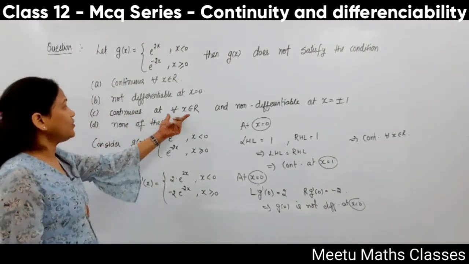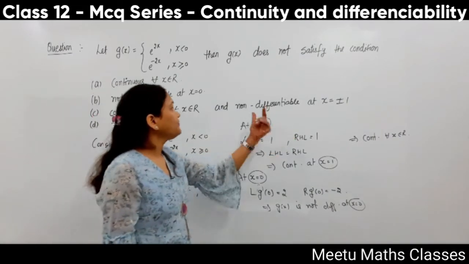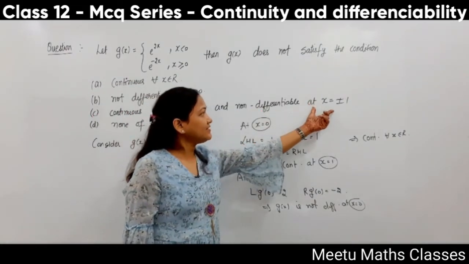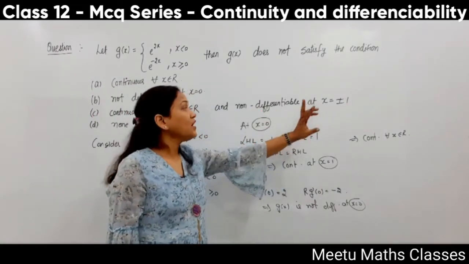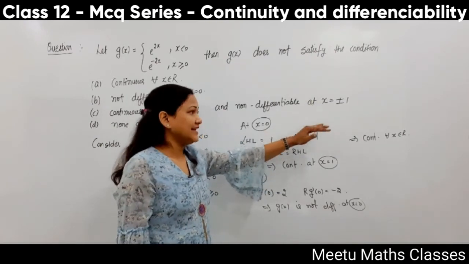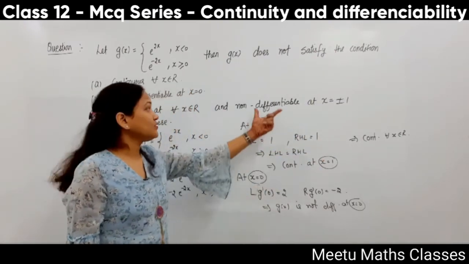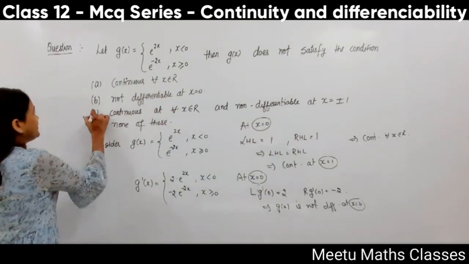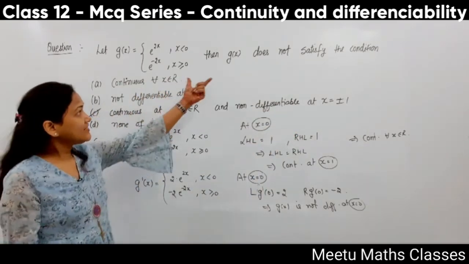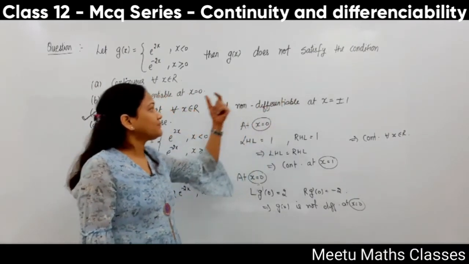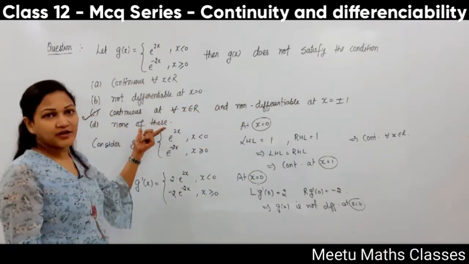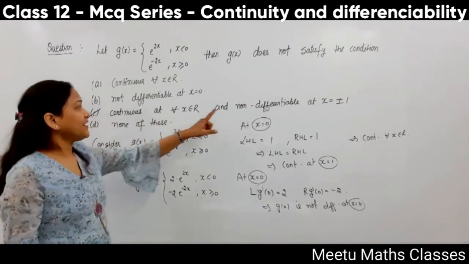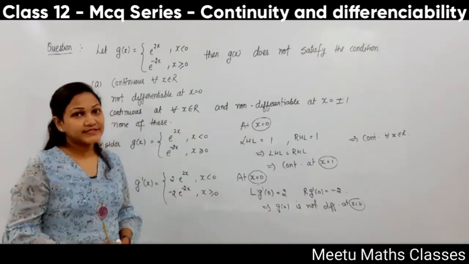It is continuous for all x belongs to R. Yes, and non-differentiable at x equals 1 and minus 1. No, it is differentiable at x equals 1 and minus 1. So this condition is not satisfied. So your option C is correct. आपको यही पूछा था कि g(x) function does not satisfy which condition, which option. It is not satisfying this option. So your option C is correct.